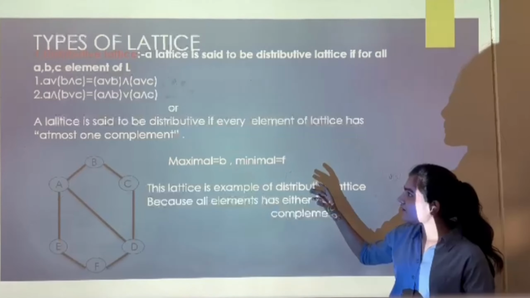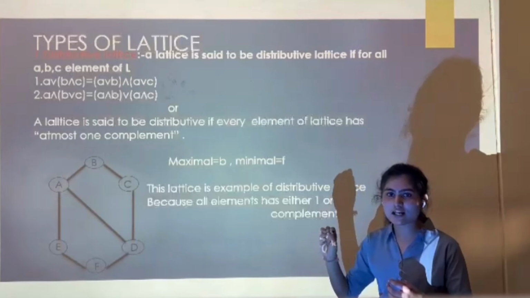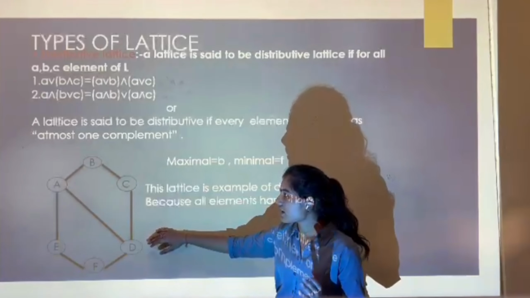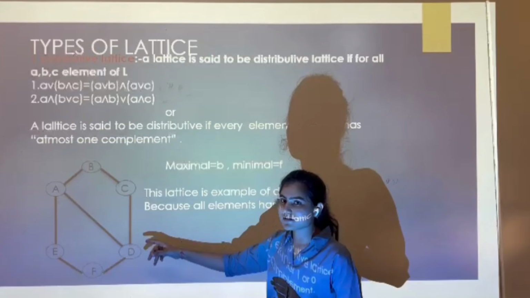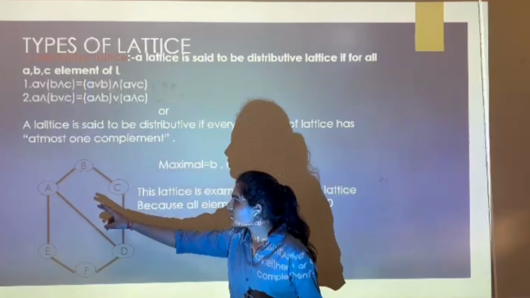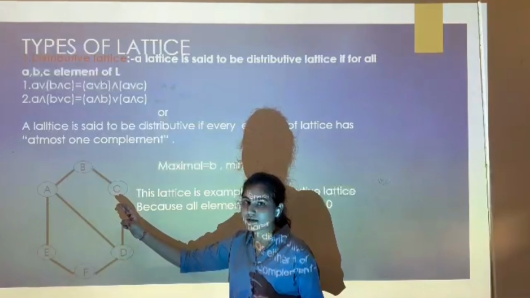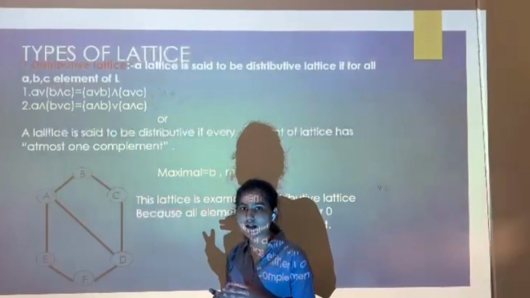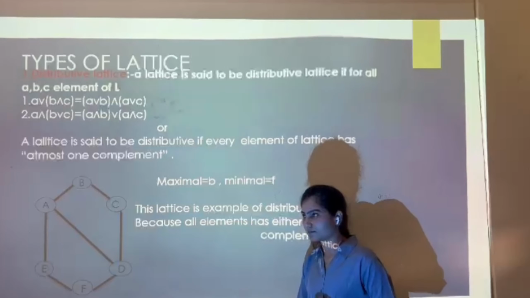Another definition: a lattice is said to be a distributive lattice if every element has at most one complement. So you can see in this diagram, to find the complement of every element, first you have to discover the maximal and minimal element of the lattice. Here in this diagram, B is maximal and F is minimal. To find out whether A is a complement of C, first we have to find the GLB and LUB. If GLB is equal to the minimal element and LUB is equal to the maximal element, then the particular pair are complements of each other. So this lattice is a perfect example of a distributive lattice.